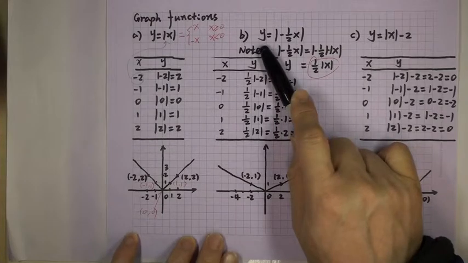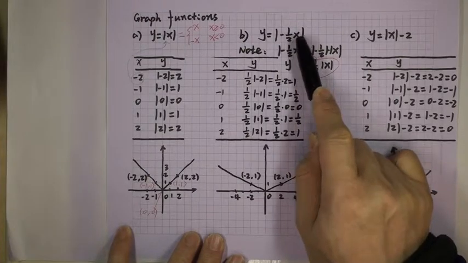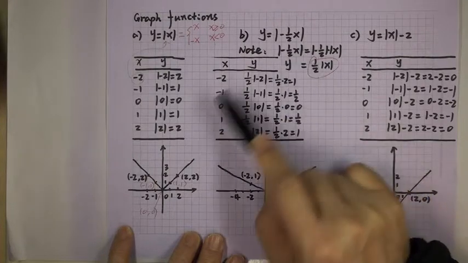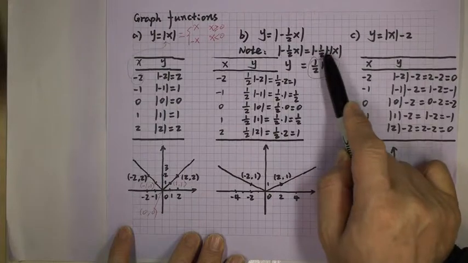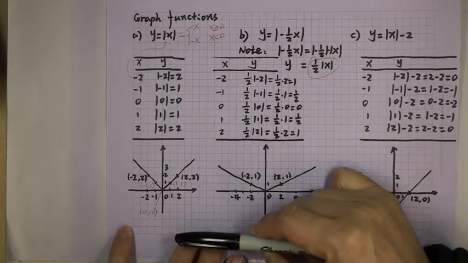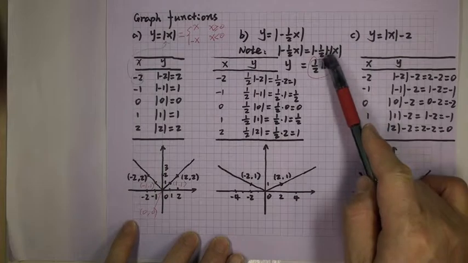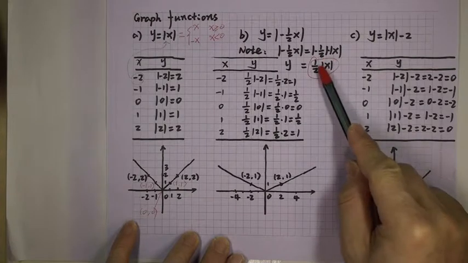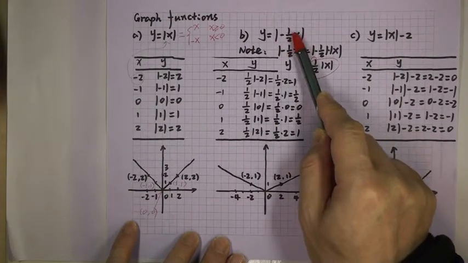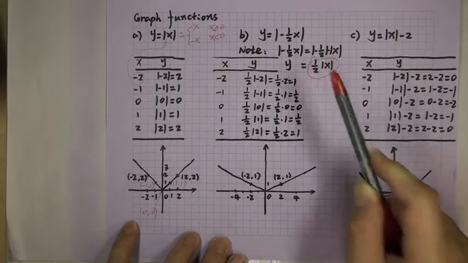The graph of the second one looks complicated: y equals absolute value of negative 1/2 x. Note, the absolute value of negative 1/2 x is just the absolute value of negative 1/2 times the absolute value of x. The absolute value of negative 1/2 is just 1/2. So this equation is just y equals 1/2 times the absolute value of x.